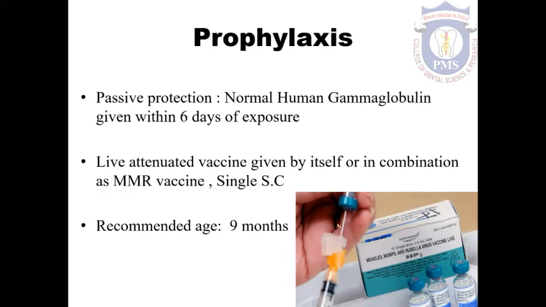Live attenuated vaccine is available for measles. Most attenuated strains that are in use currently are derived from the original strain isolated in 1954. Measles vaccine is available in combined form with rubella, that is MR vaccine, with mumps and rubella, that is MMR vaccine, and with varicella, MMRV vaccine.